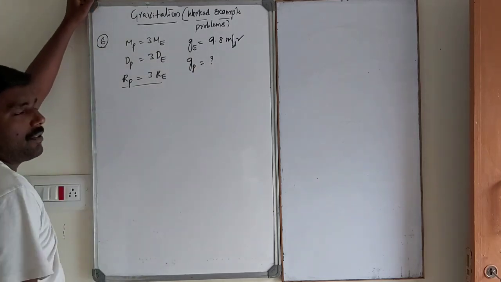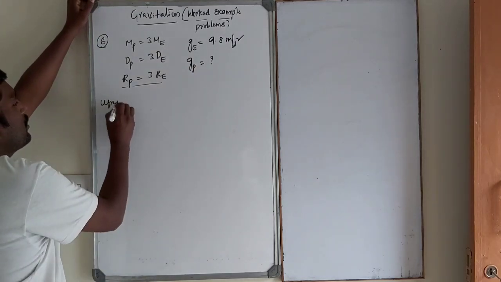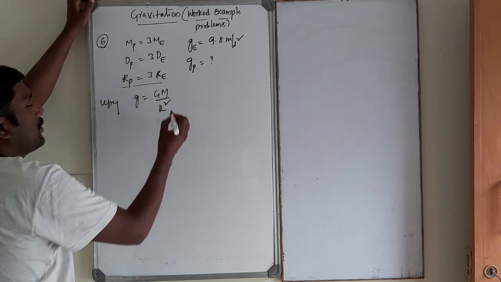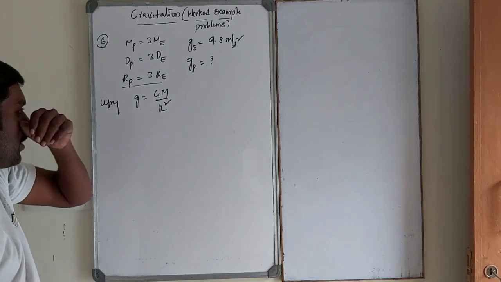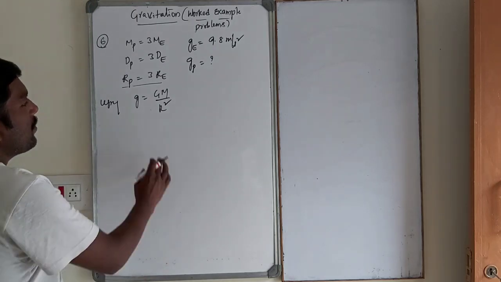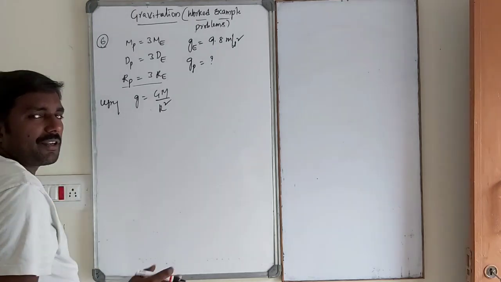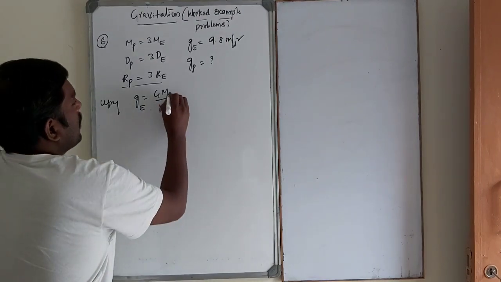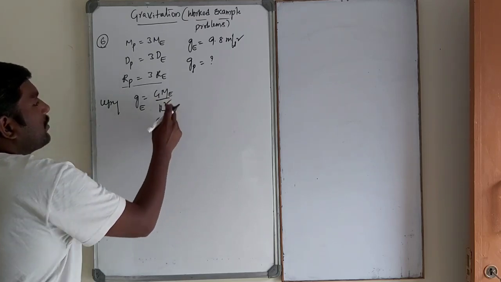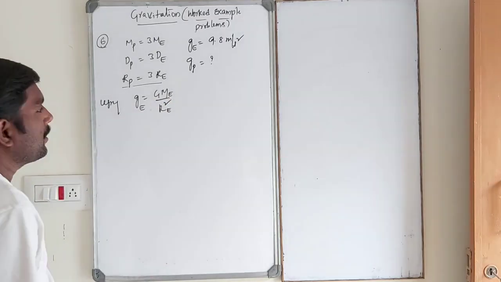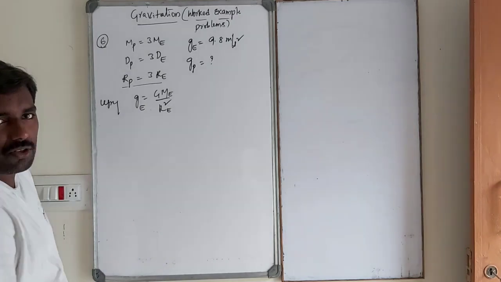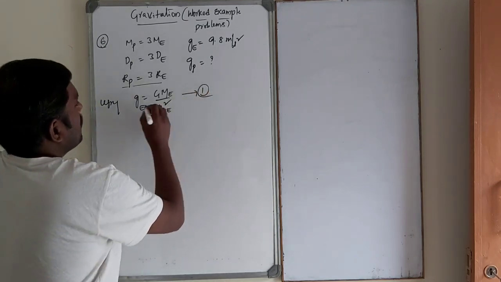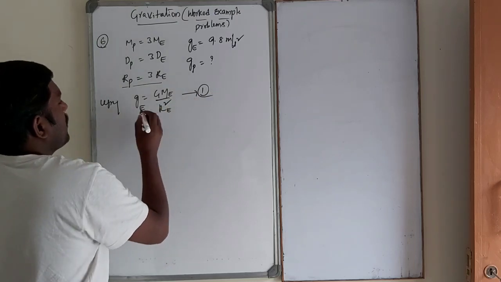Already we know g is equal to GM by R square. This is the acceleration due to gravity on the surface of the earth. M is the mass of the earth, R is the radius of the earth, and G is the universal gravitation constant, a fixed value. Okay, this is equation number 1, on the earth surface.